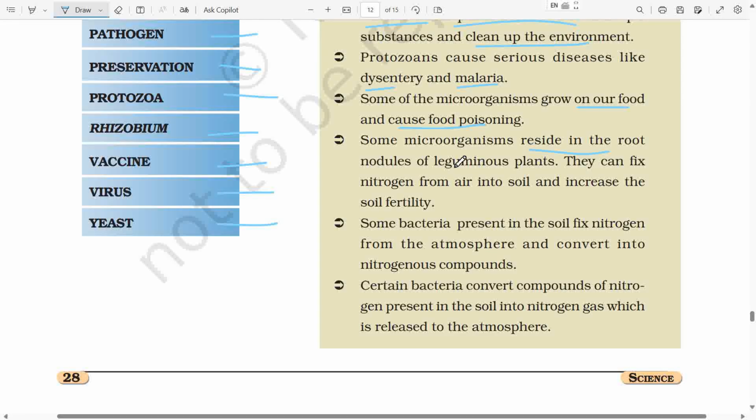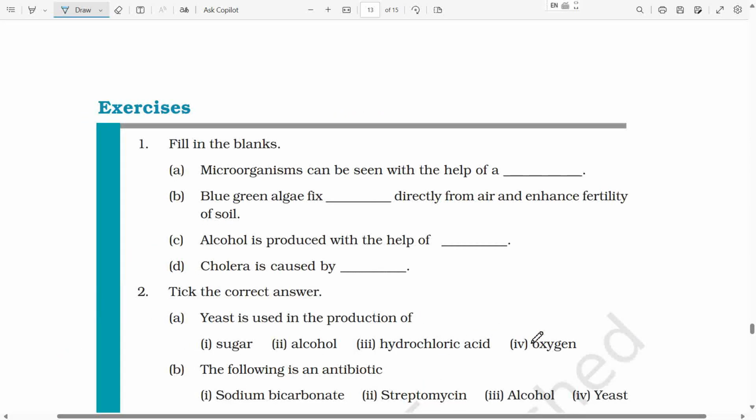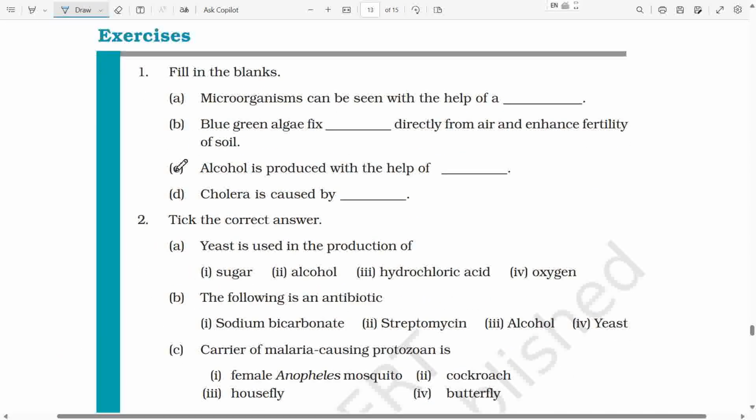Some microorganisms reside in the root nodules of leguminous plants. They can fix nitrogen from air into soil and increase the soil fertility. Some bacteria present in the soil fix nitrogen from the atmosphere and convert it into nitrogenous compounds. Certain bacteria convert compounds of nitrogen present in the soil into nitrogen gas, which is released to the atmosphere.